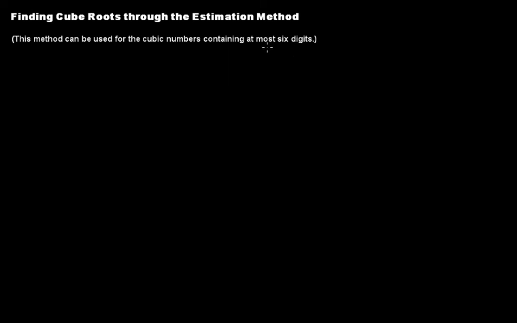You cannot find the cube roots of cubic numbers containing 7 digits, 8 digits, 9 digits, and so on and so forth. You cannot. So this is very important. Now, let's begin. Here we have a number 8,57,375. Clearly, we have 6 digits, therefore, we can use this method.